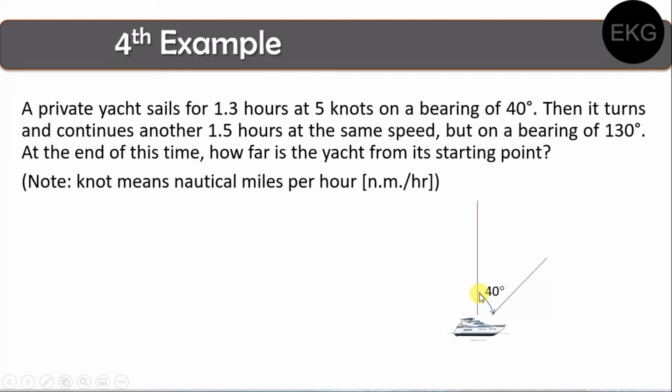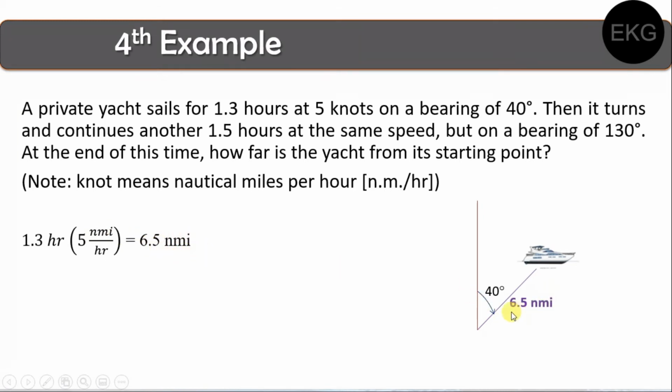Sa bearing na daw na to na 40 degrees, nag-travel daw siya ng 1.3 hours at 5 knots. So, this yacht travels 1.3 hours in 5 knots. Again, nautical miles per hour. So, dito magka-cancel yung hour. 1.3 times 5, that will result into 6.5 nautical miles na lang yung unit. So, malalaman natin that this distance, yung travel niya is 6.5 nautical miles.